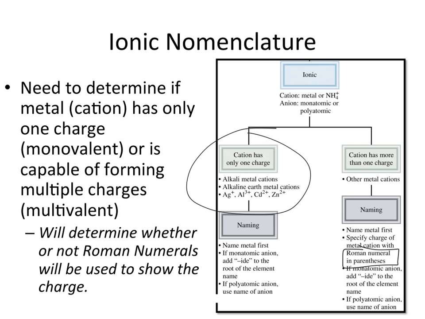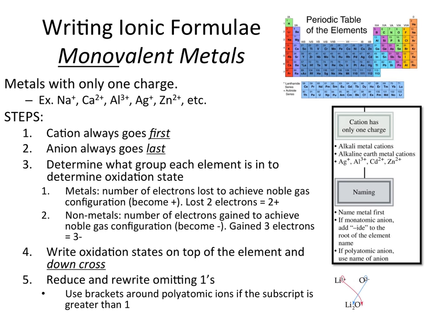Once we get into ones that have more charge, or the multivalent metals, we're going to have to use Roman numerals to show what charge the metal has. So this looks a little bit daunting, but it is quite simple. The cations, or in this case the metals, always go first and the anions always go last. What we want to figure out is what is the charge of the actual metal. And so we can look to the periodic table to figure that out.